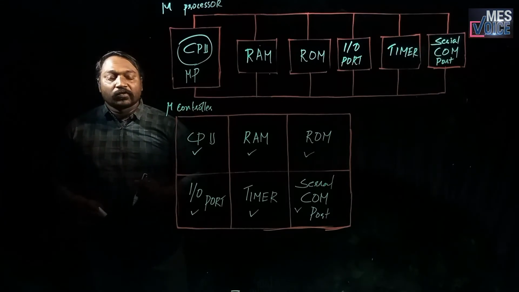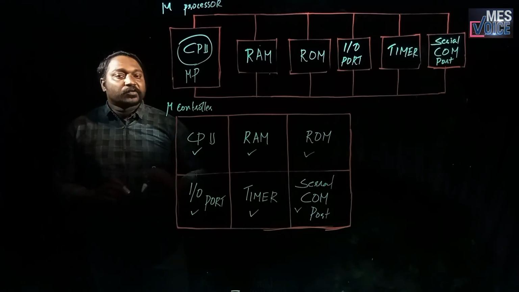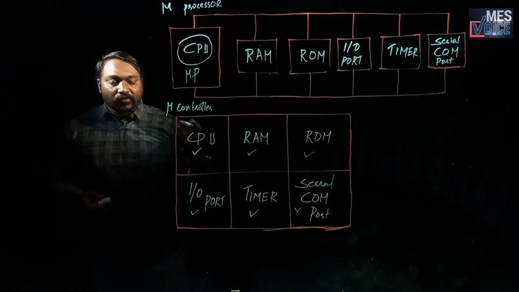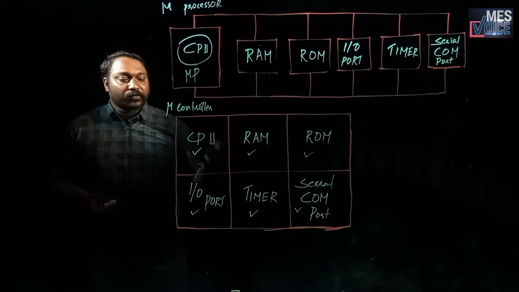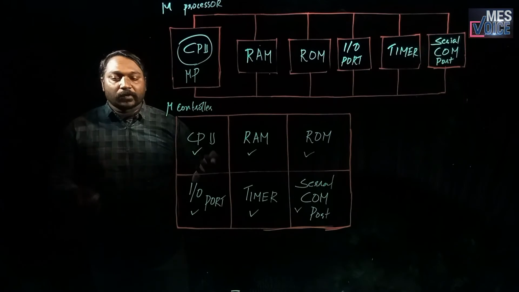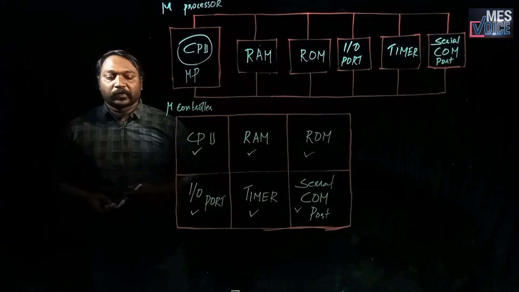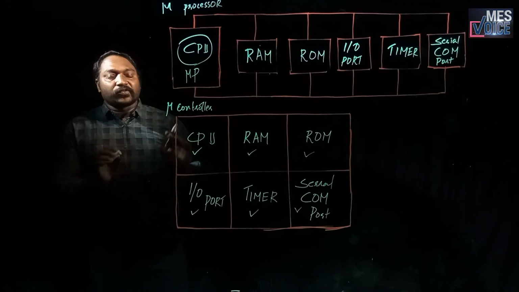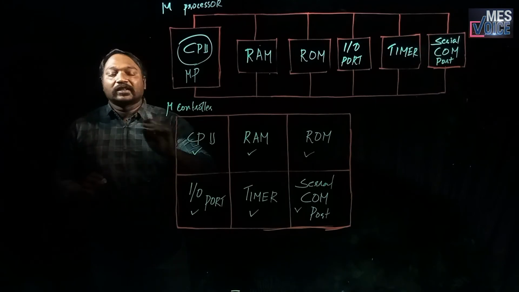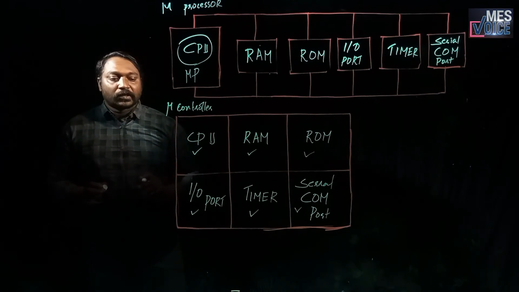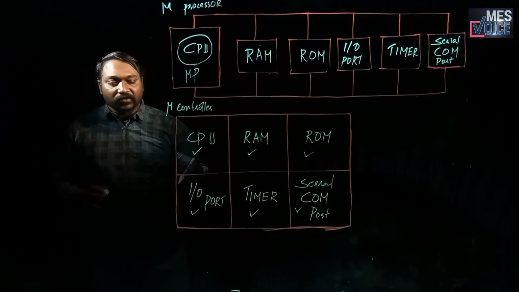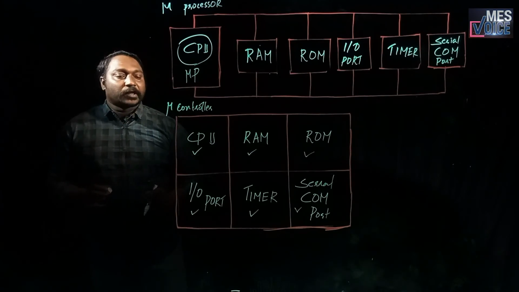So it can be programmed for a special purpose, not for the general purpose. Special purpose means it can be programmed for a washing machine, for a television, a smart television, or for a smartphone. So a single function can be successfully run using this microcontroller. That is the special feature of the microcontroller, and that is the main difference between the microprocessor and the microcontroller.